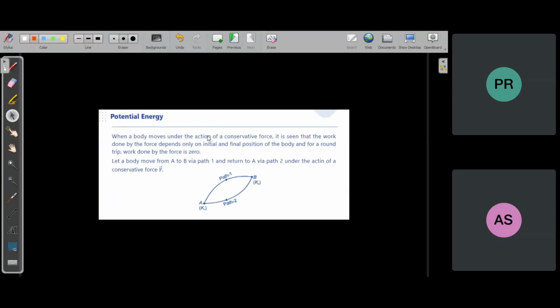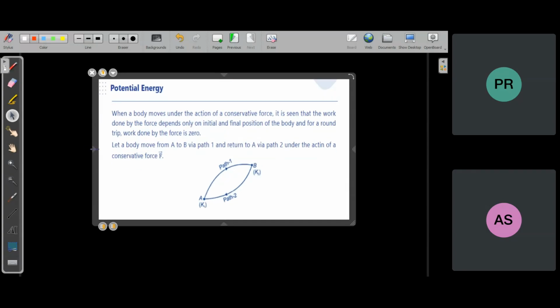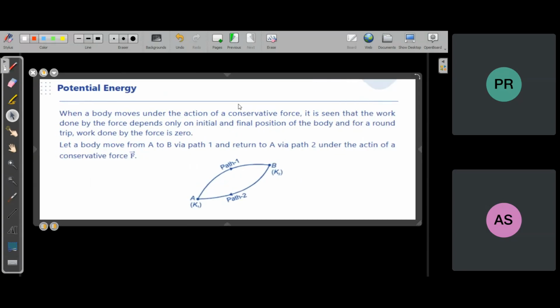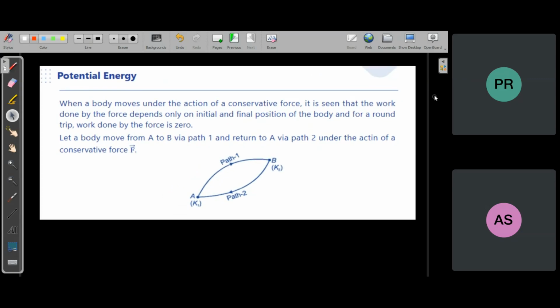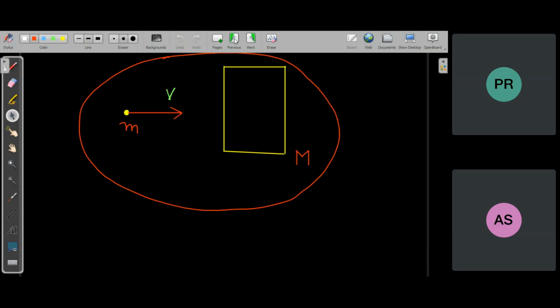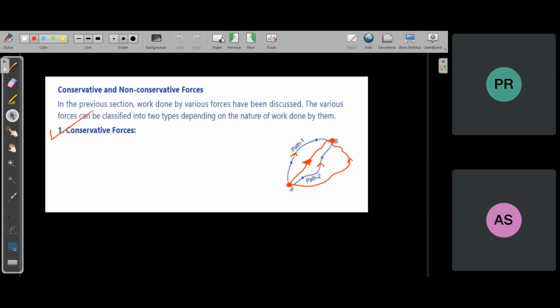Now comes potential energy. You can understand potential energy only if you understood conservative and non-conservative forces, because potential energy is always associated with a conservative force. So what are the conservative forces? Gravitational force is a conservative force. A spring force is a conservative force. Electrostatic force, like that. Those forces which are path independent are called conservative forces.